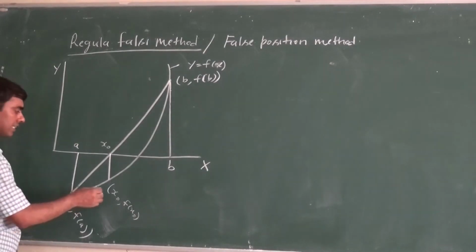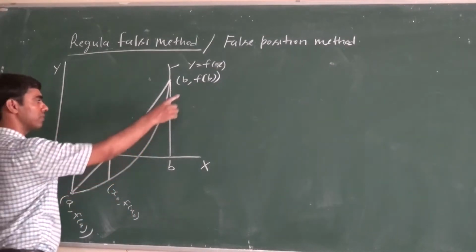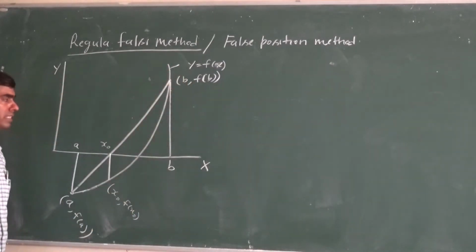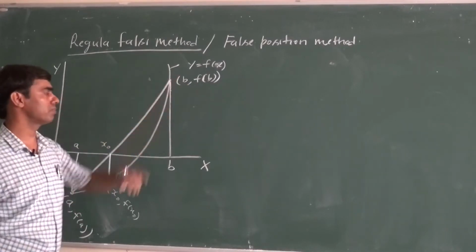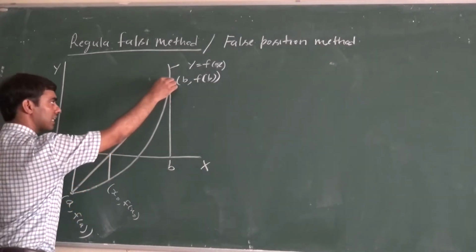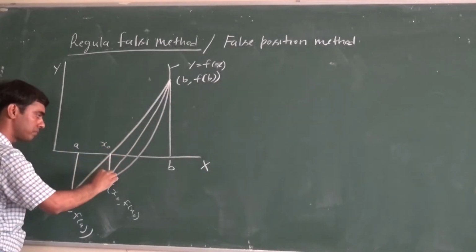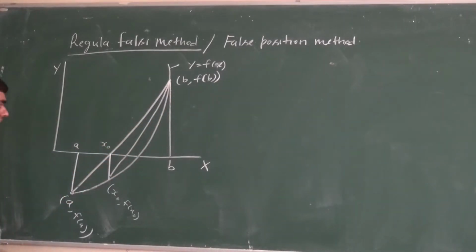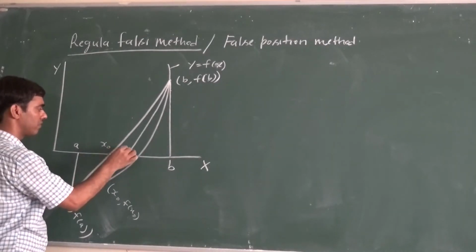Now we draw the straight line from this point, because at this point the value of the function is negative, and at this point the value of the function is positive. This is a necessary condition in any bracketing method: one point where the value of the function is negative, another point where the value of the function is positive. Now here we again draw a straight line between one positive point and one negative point, and again find the point of intersection with the x-axis.